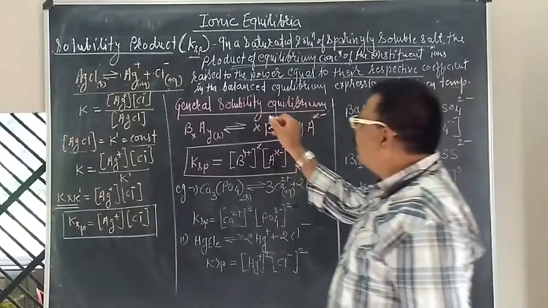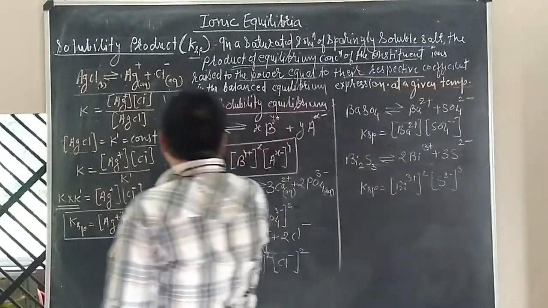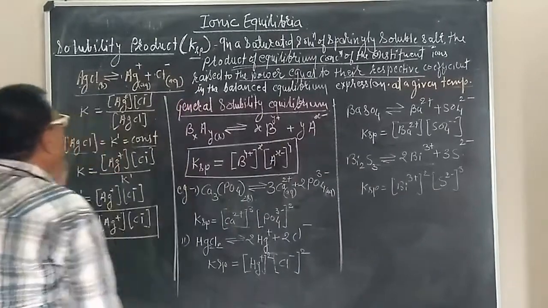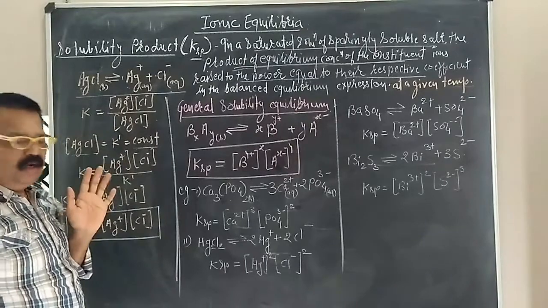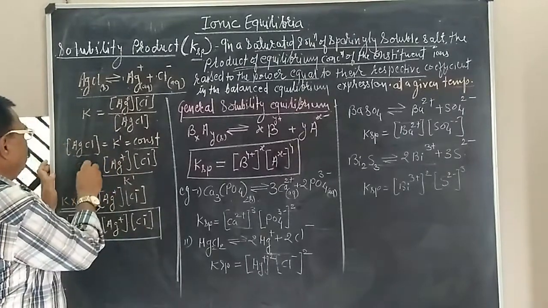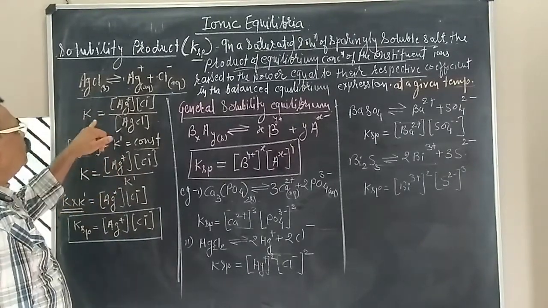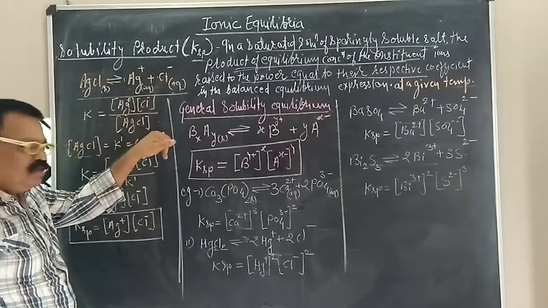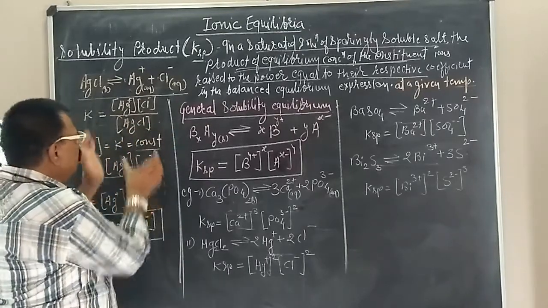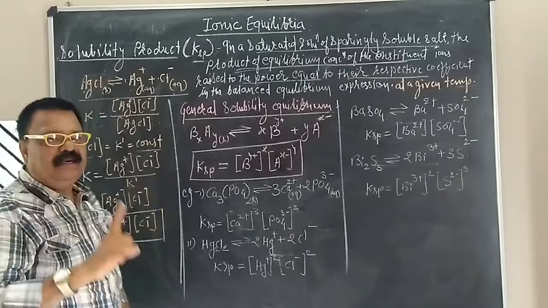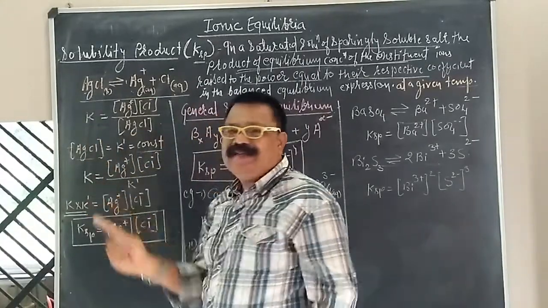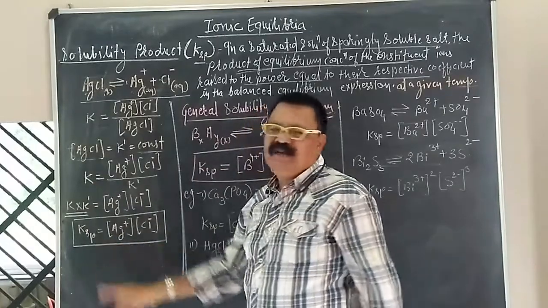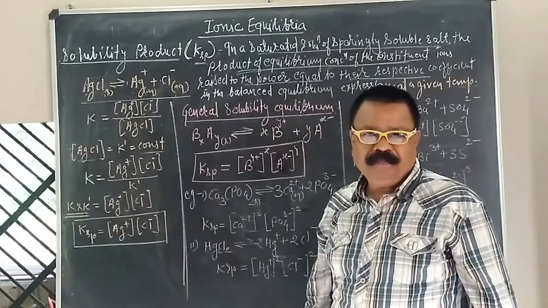Now what is the solubility product generally? Talking about the solubility equilibrium, where we have discussed that silver chloride is a sparingly soluble salt, its dissociation constant we get like this. Then the concentration of the silver chloride is considered as a constant K dash. Then K into K dash creates another type of constant. That constant is known as the solubility product.